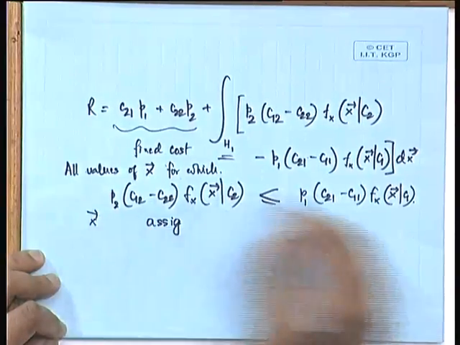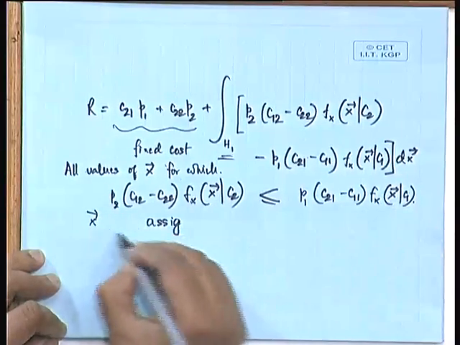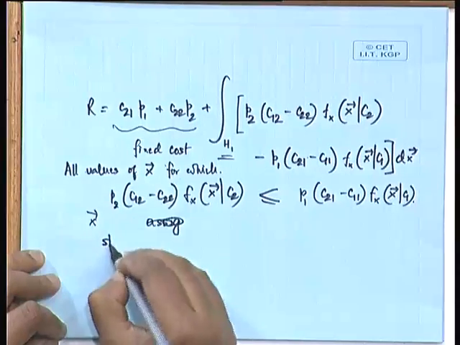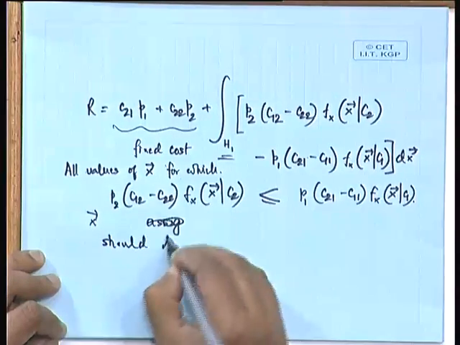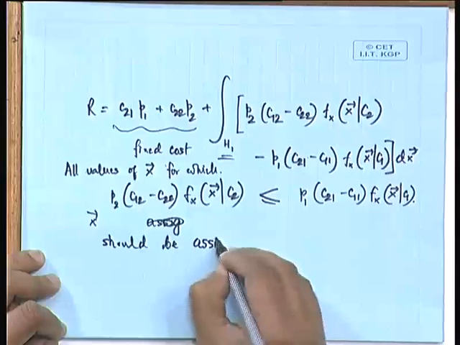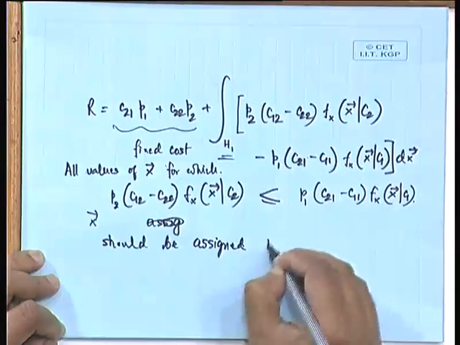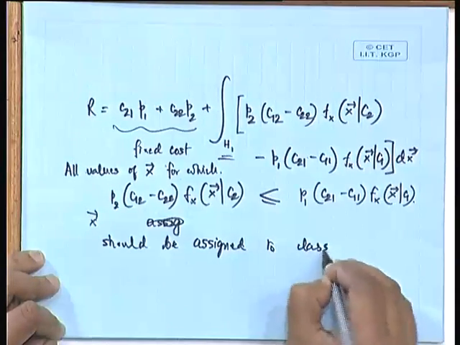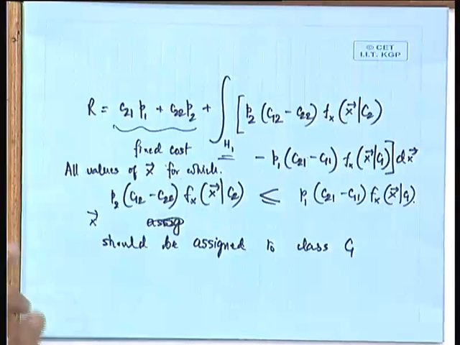So, for all values of x for which this is true, x should be assigned to class C1. Okay, you are absolutely correct. And of course, the opposite is also going to be true.